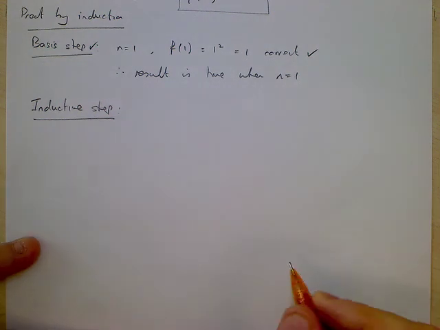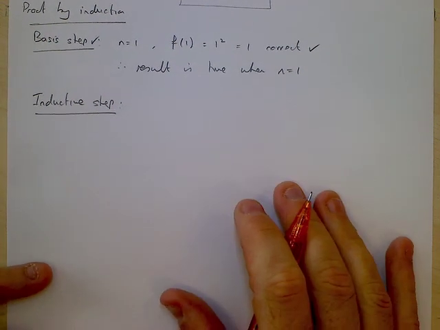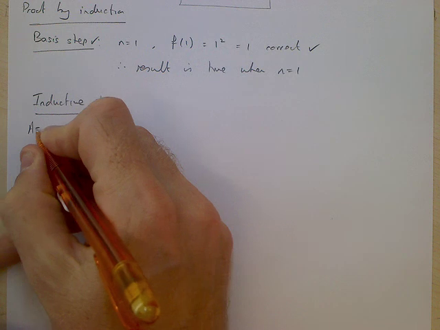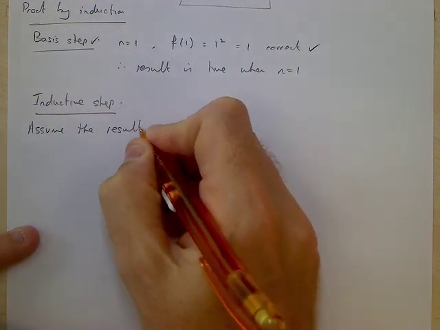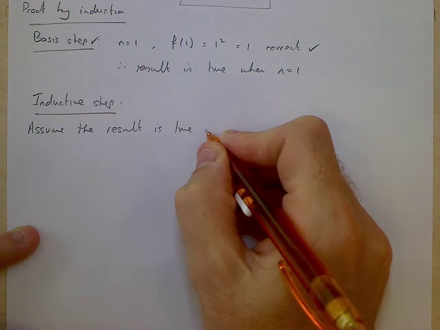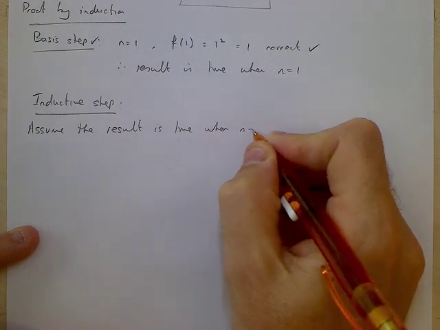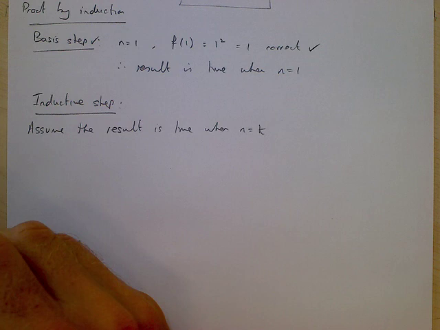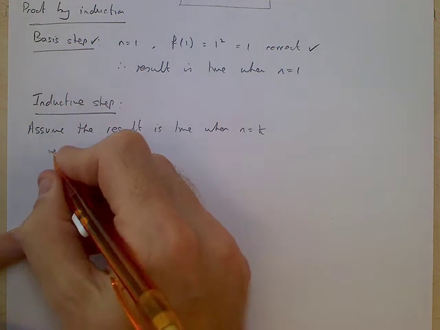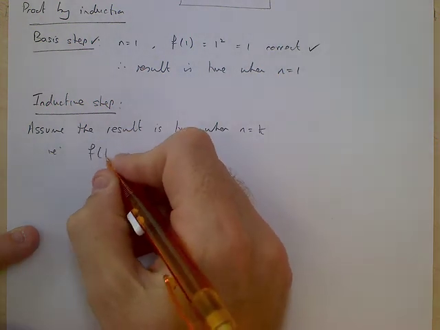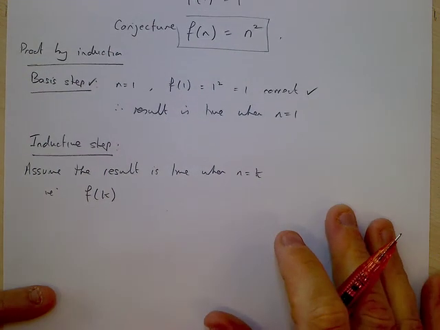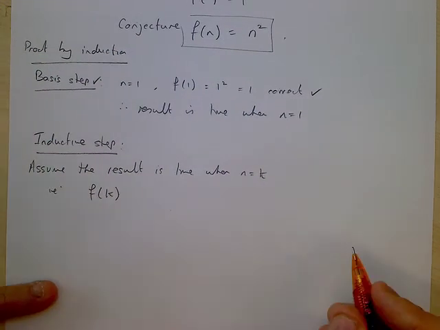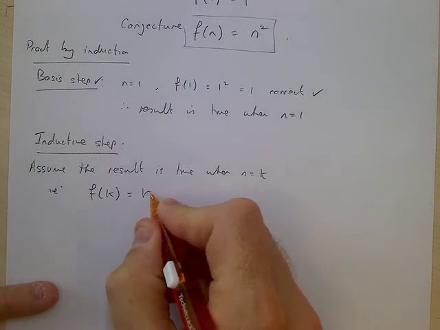And as always, I'm going to start off by making the assumption. Assume the result is true when n is equal to k. And I'm going to write down what that means, i.e. f of k, remember this is the result we're trying to prove, that f of n is n squared, so I'm going to assume that f of k is equal to k squared.